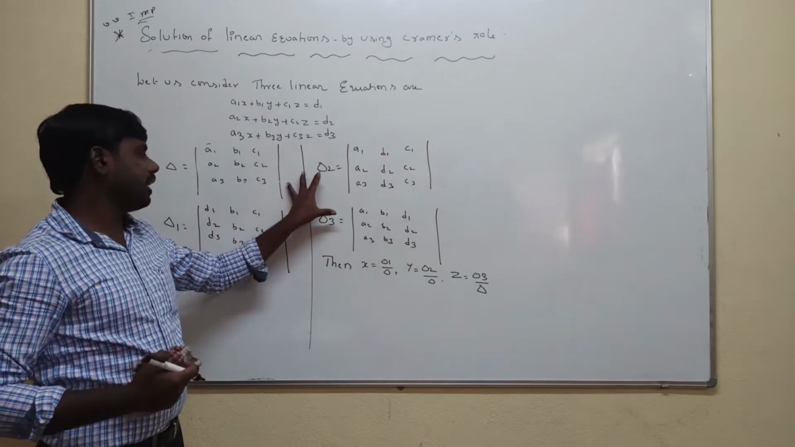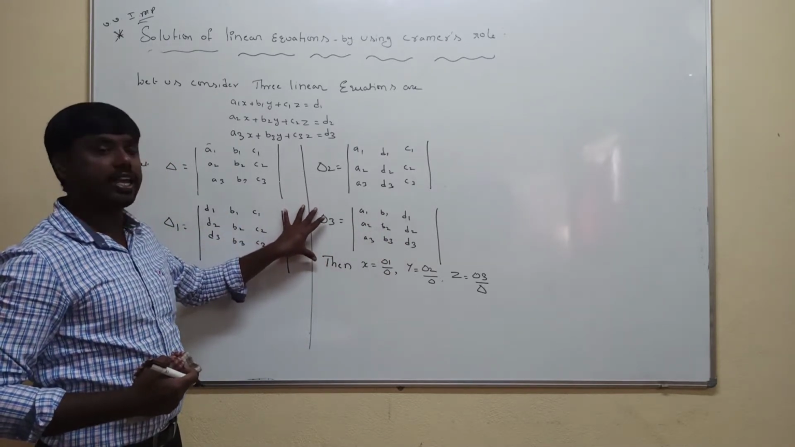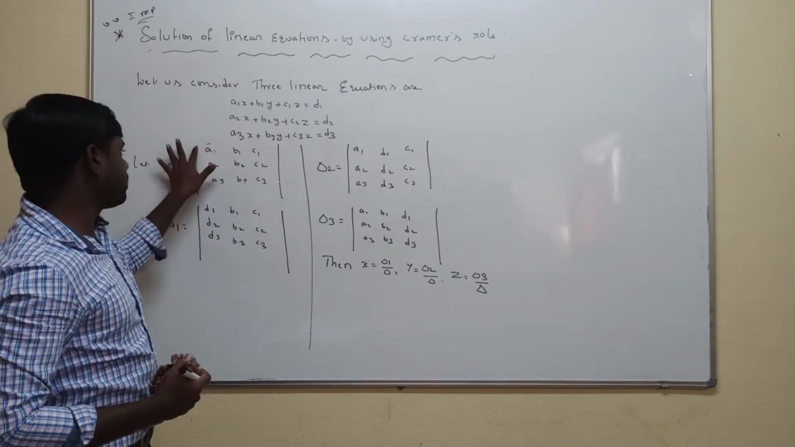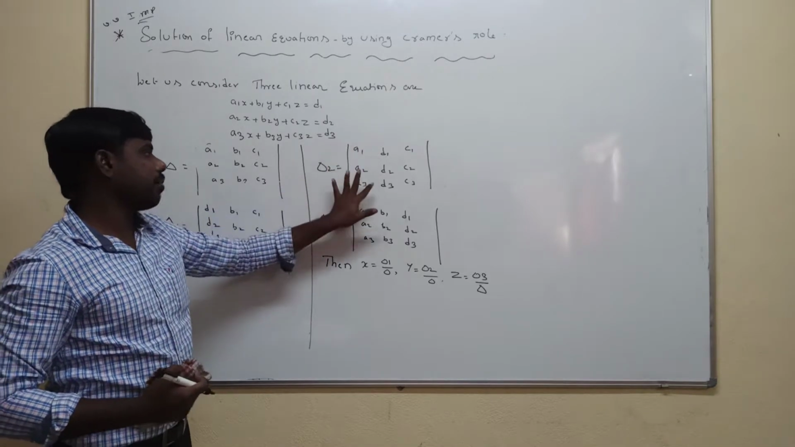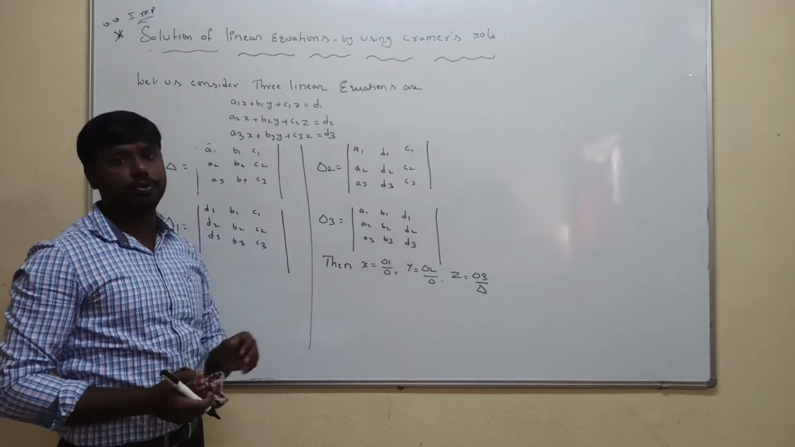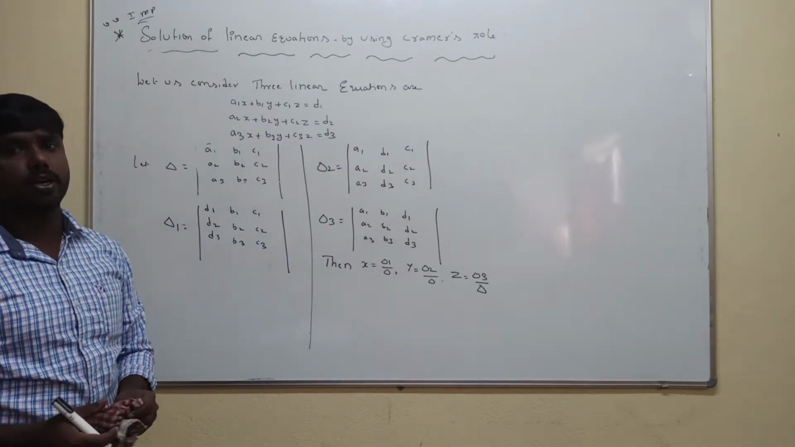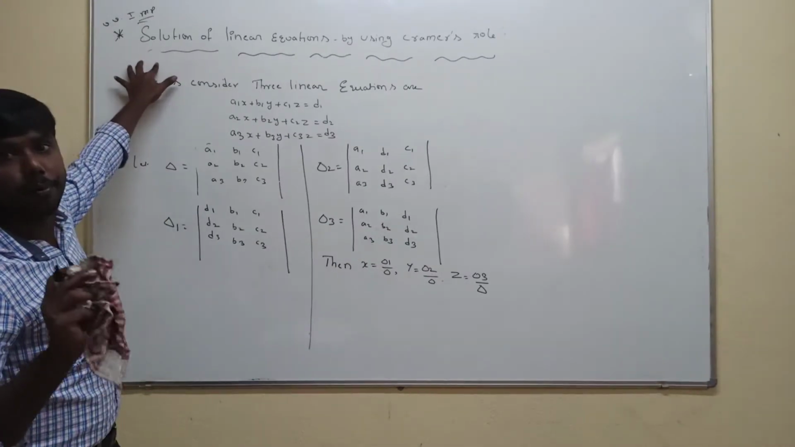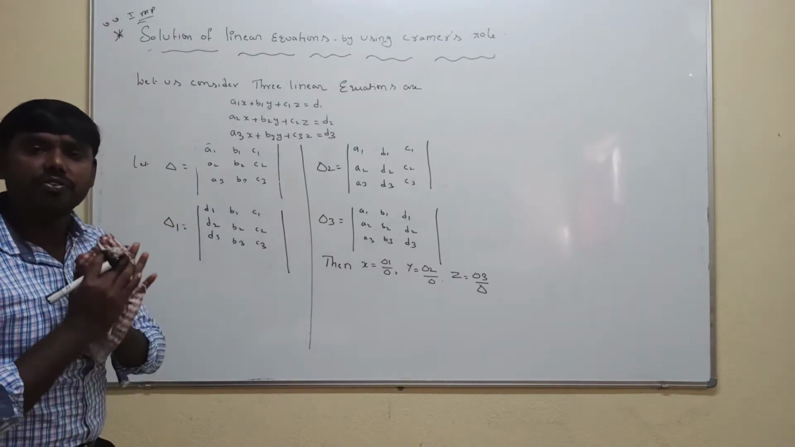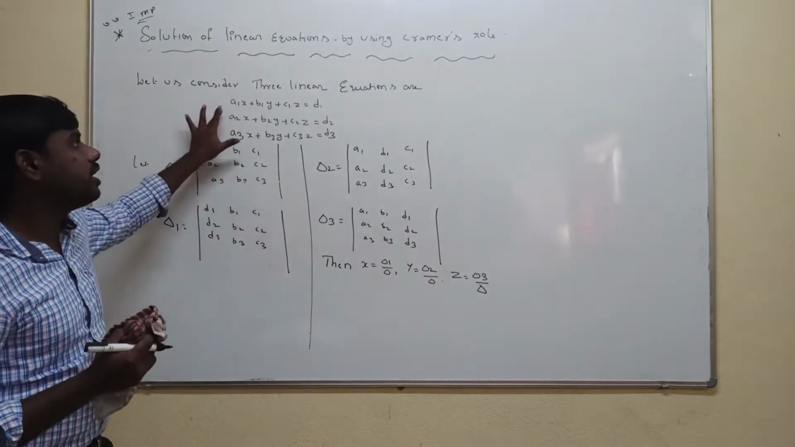Delta 1, delta 2, delta 3: all the values we take from delta only. In delta 1 the first column is replaced, in delta 2 the second column is replaced by D1, D2, D3, and in delta 3 the third column is replaced by D1, D2, D3. This is the procedure. Only questions are important, not the procedure. Questions are very important. In the final exam, a 7 marks question in this method is asked 100%.